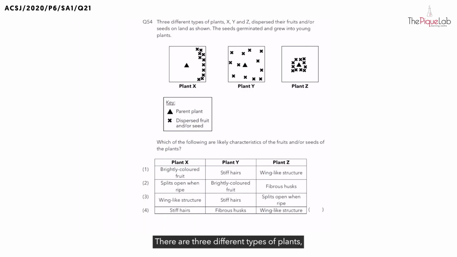There are three different types of plants, X, Y, and Z, and they disperse their fruits on land as shown in these three diagrams here. So the seeds germinated and grew into young plants. The triangle represents the parent plant, while the X's represent the dispersed fruit or seeds, which then grew into young plants. So I'm pretty sure we have seen such questions before. What I'm going to do is to teach you all the technique to solve such questions.